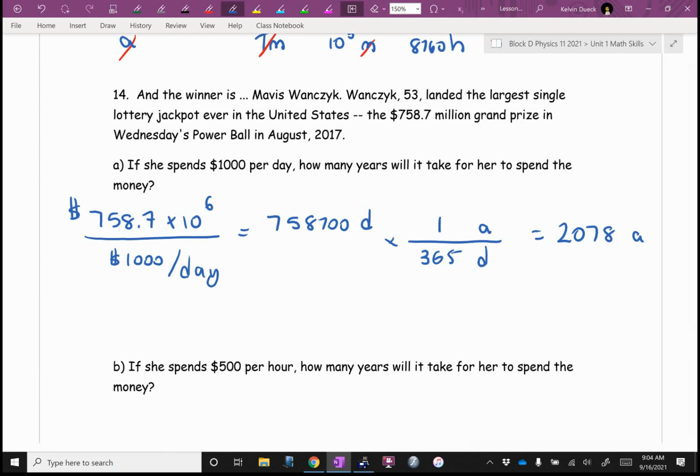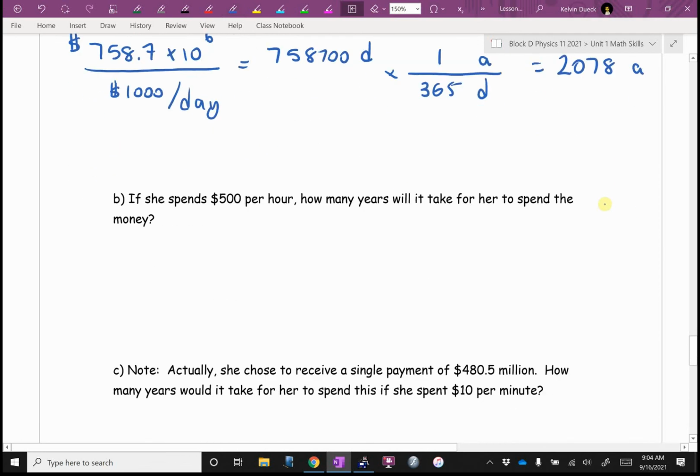Let's spend faster. Let's suppose instead of $1,000 per day, she spends $500 per hour, 24/7. Okay, let's take that 758.7 million, but this time, let's see how many 500s fit into it, and that'll be the number of hours.